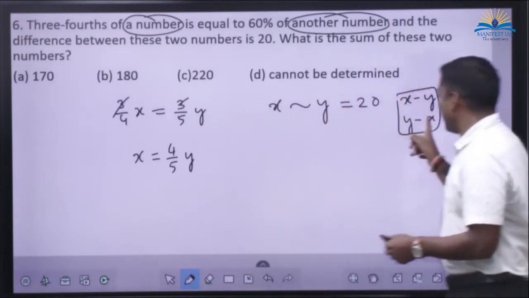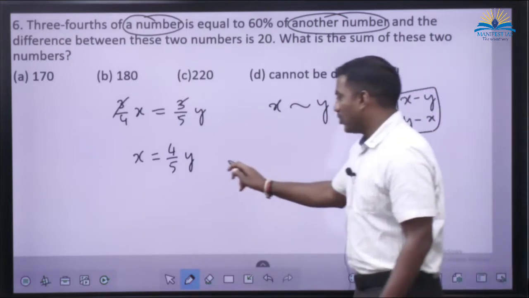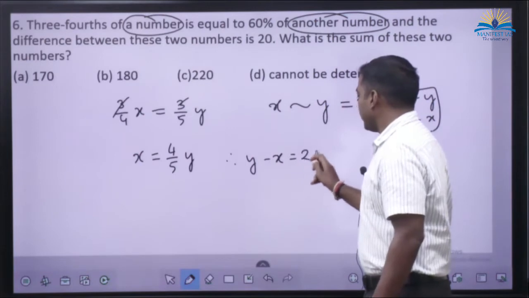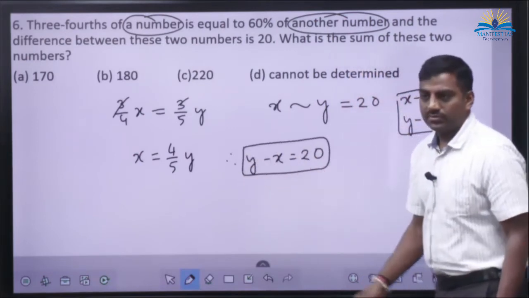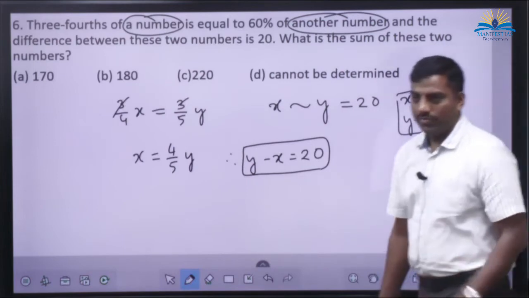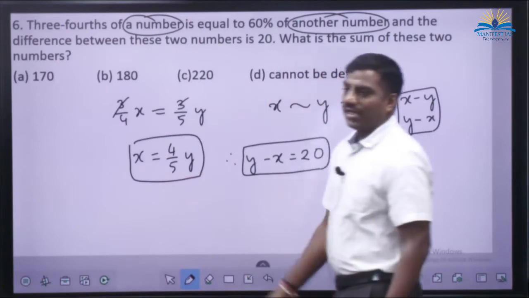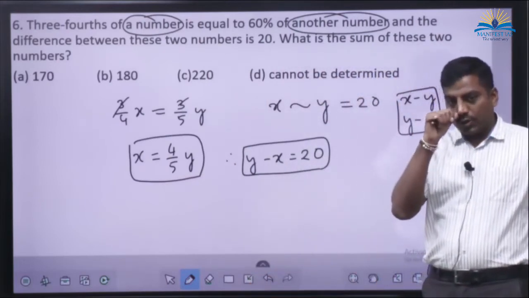So what do I have to assume here? y minus x is equal to, therefore, y minus x is equal to 20. Now, we have two equations: x is equal to 4 by 5 y and y minus x is equal to 20.